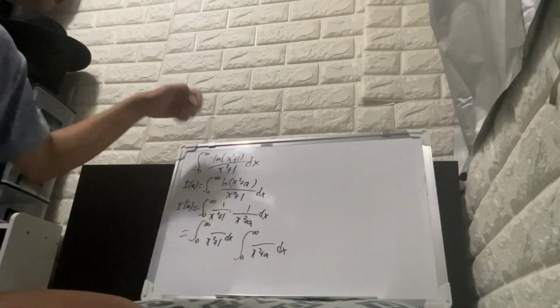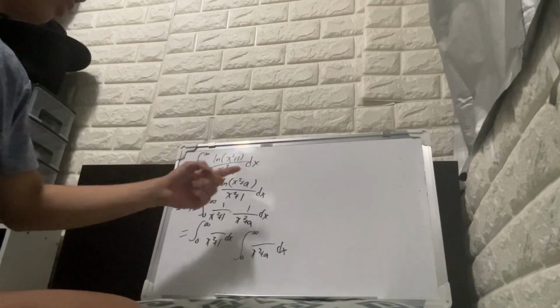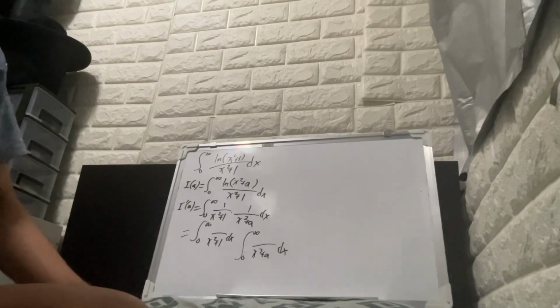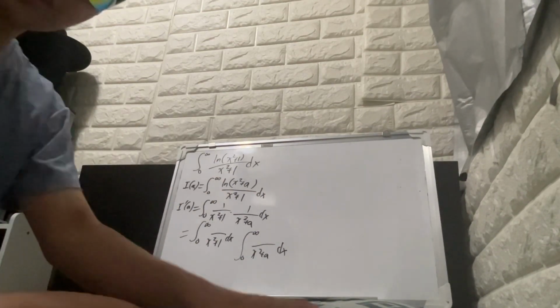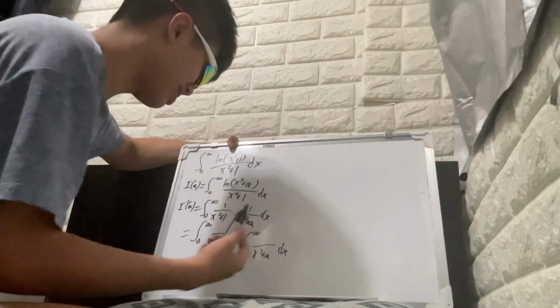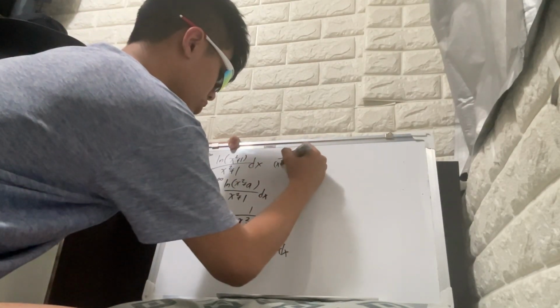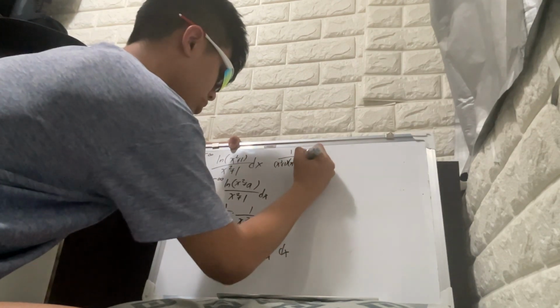This integral is really hard if you use the Feynman technique and put the a here. It will take a lot of time. This method is really hard. So you pretty much get 1 over x squared plus 1 times x squared plus a.